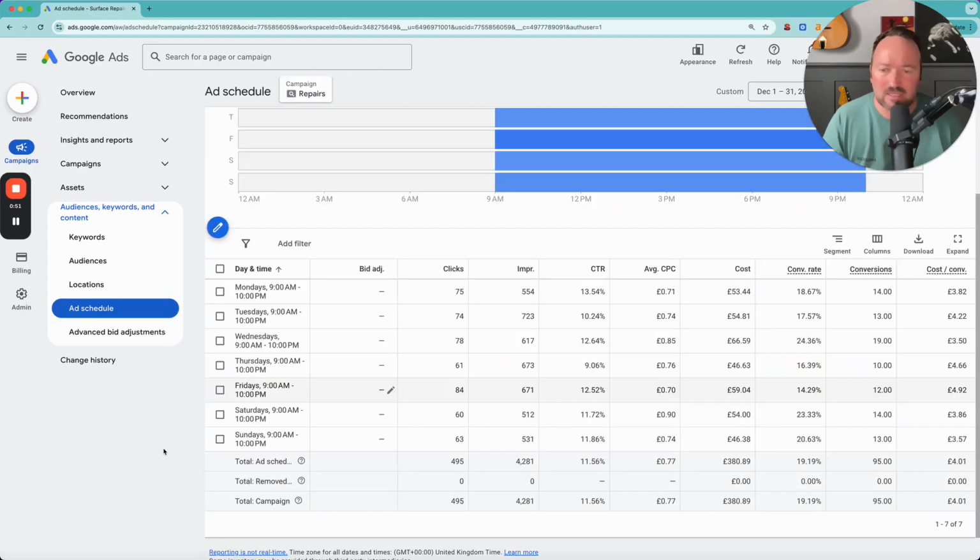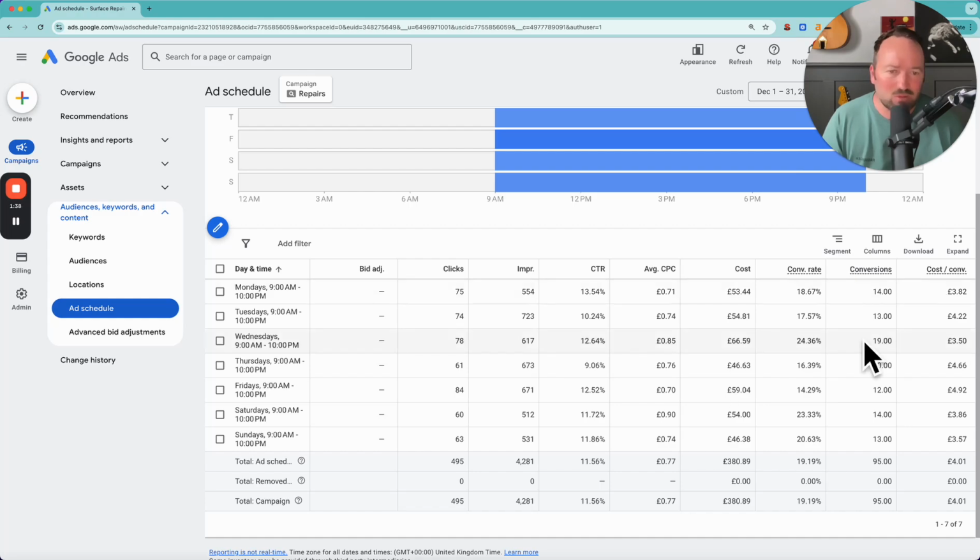I had this running 7 days a week. So you see Monday through Sunday from 9 in the morning till 10 p.m. in the evening, right? You can see here the data that came in. If we just go through Monday, 75 clicks, click-through rate 13%. It was a good campaign, this one. Average cost per click 71 pence. So that cost £53. Really good, crazy conversion rate on a Wednesday, 18% here. And we got 14 inquiries, and that was a £3.82 cost per conversion.